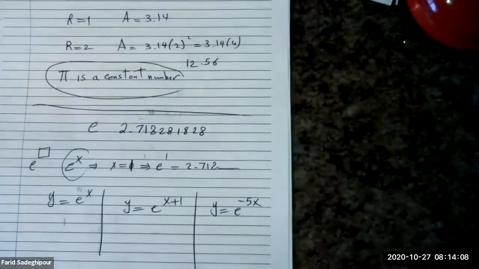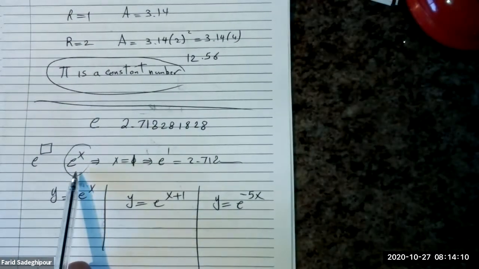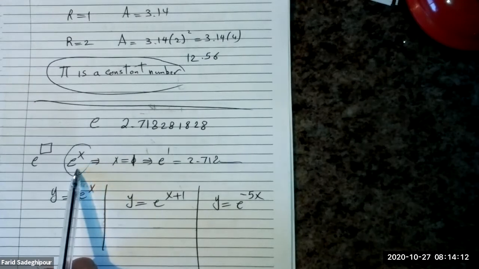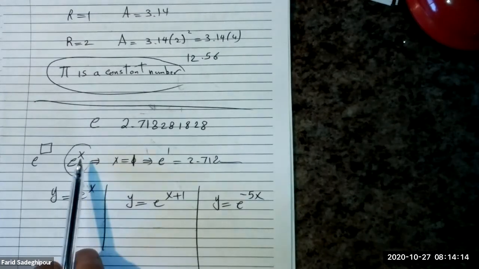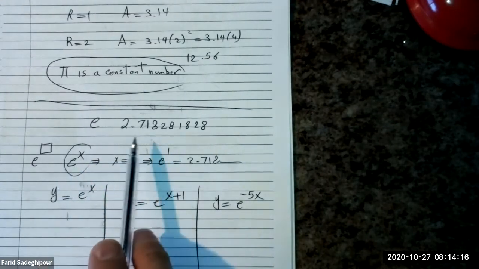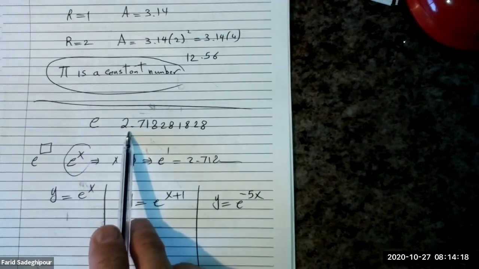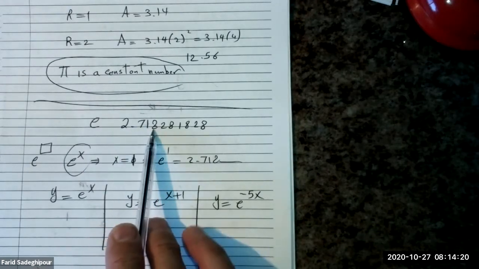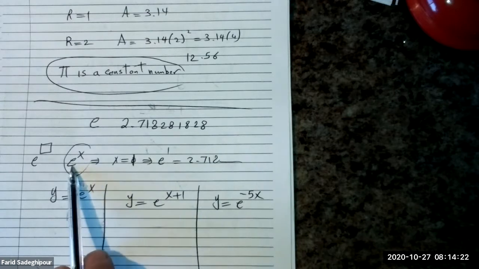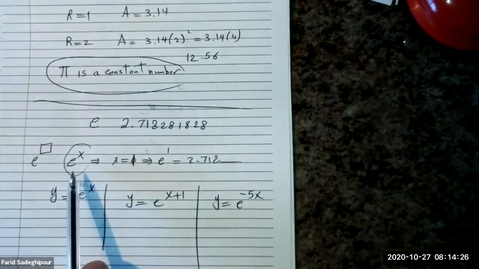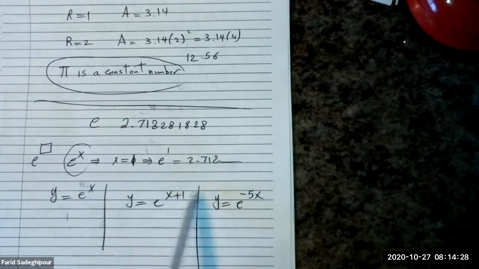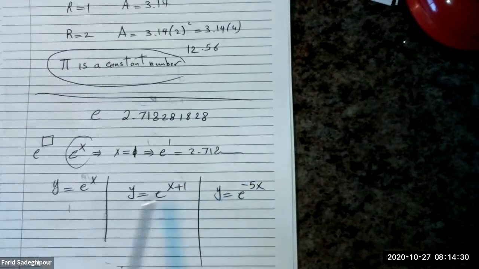Or in the formula e to the power of x, which we have in algebra, e is called the Napierian number and is always constant, 2.718, and so on. This is also a constant. So e and pi both have the same function. They are constant numbers, they never change. And I'll show you some examples here.